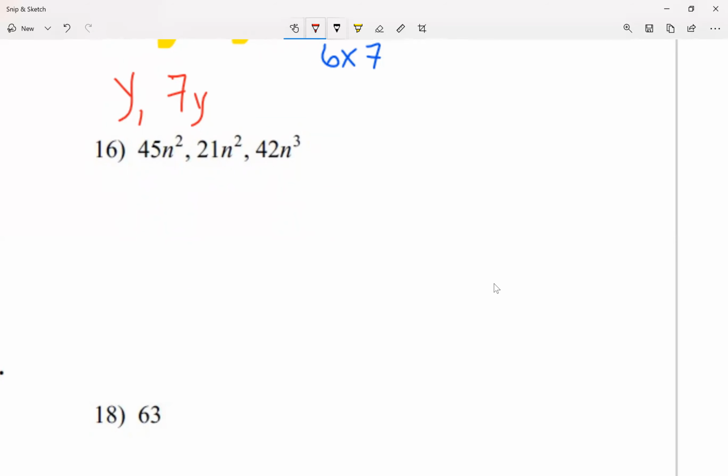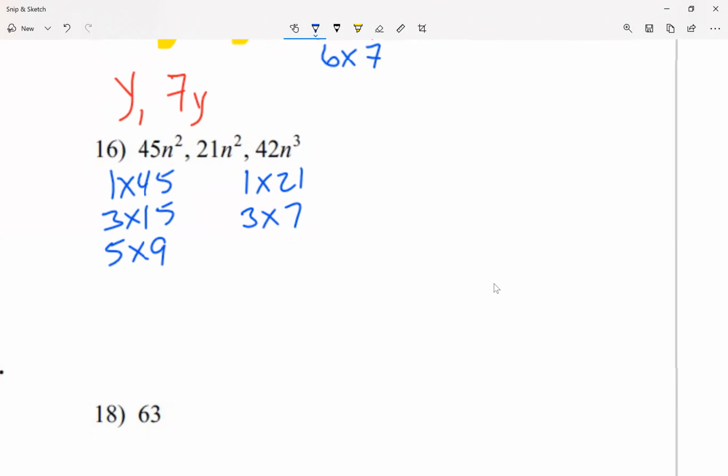Now let's take a look at number 16. Let me find my factors of 45. And I'm going to go 1 times 45. 3 times 15. 5 times 9. And that's it. Now let me find my factors of 21. 1 times 21 and 3 times 7. Now let me find my factors of 42. 1 times 42, 2 times 21, 3 times 14, and then 6 times 7.